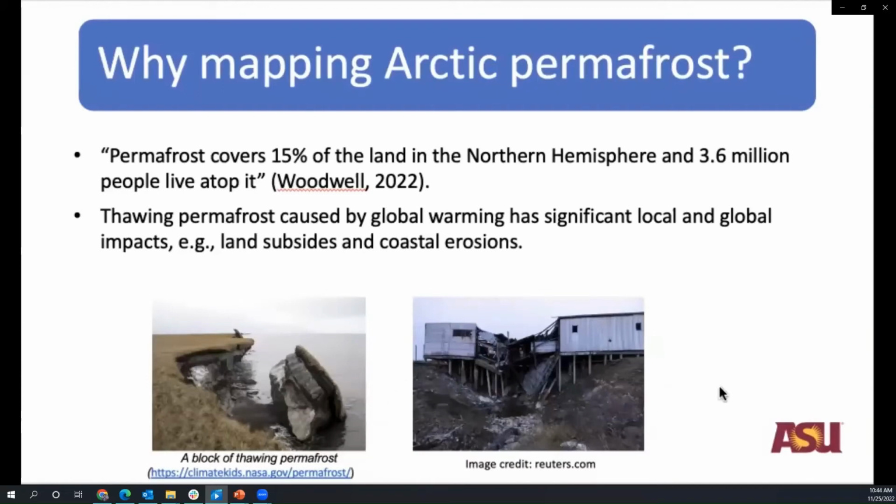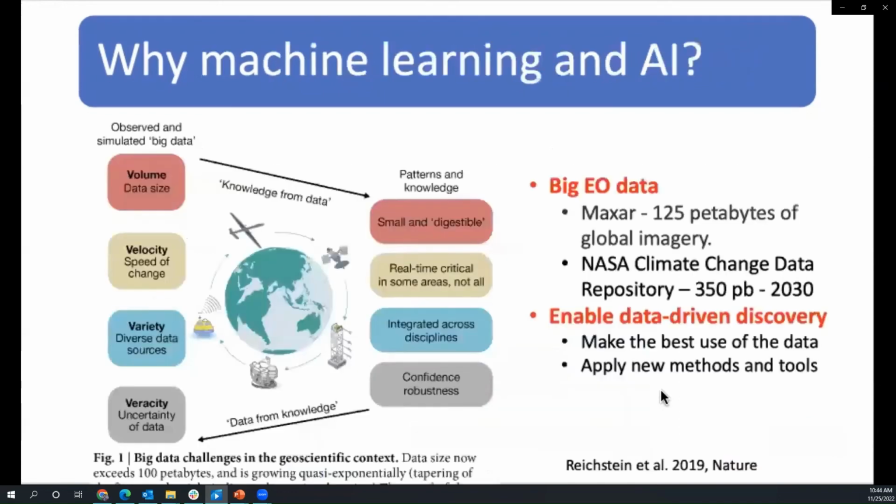And the permafrost thaw has also put at least half of the Arctic infrastructure in danger, causing a lot of damage to the buildings, roads, and oil pipelines. And as the frozen ground becomes unfrozen, a large amount of greenhouse gases are being released, and this further accelerates the rates of global warming. So we need to develop a solution to map the Arctic permafrost and their thawing stages so that we can gain a better understanding of the permafrost dynamics and its linkage to Arctic warming.